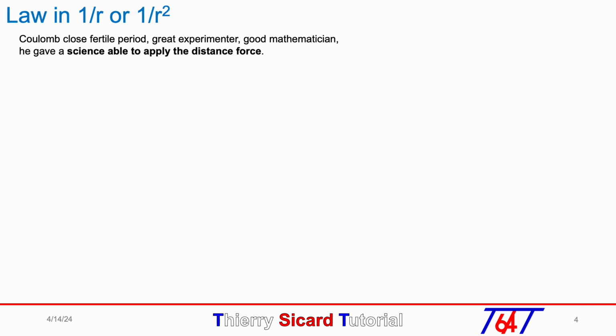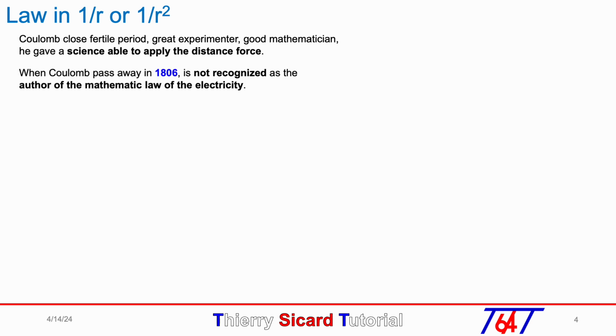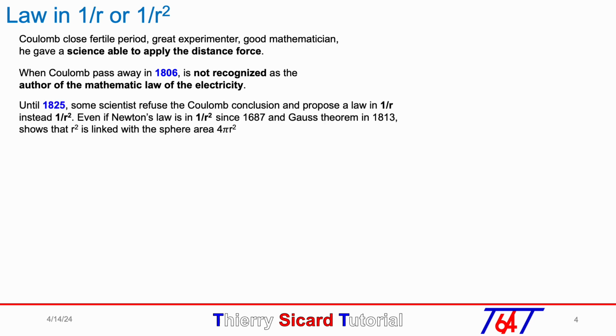Coulomb, as a great experimenter and a good mathematician, was able to find the mathematical equation to quantify the electrostatic force. Unfortunately, when Coulomb passed away in 1806, he was not recognized as the author of the mathematical law of the electrostatic force. Until 1825, some scientists refused the law in 1 over R square and proposed a law in 1 over R.